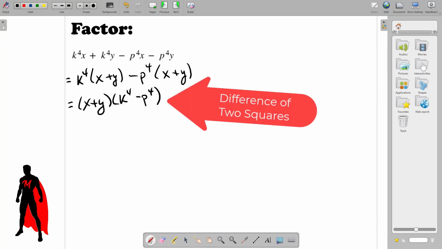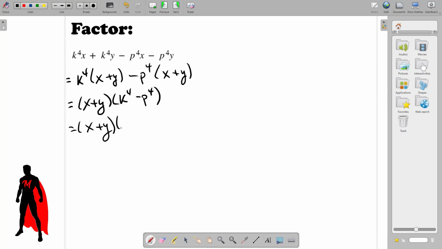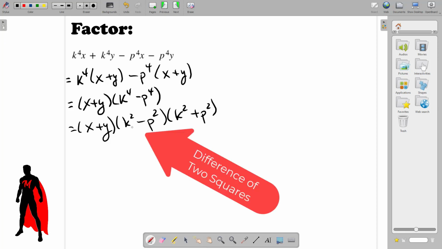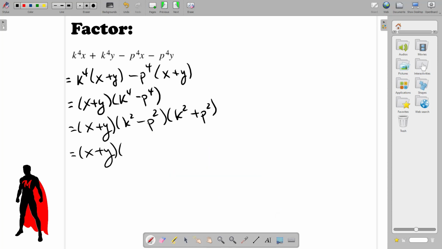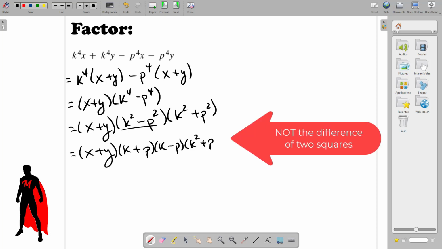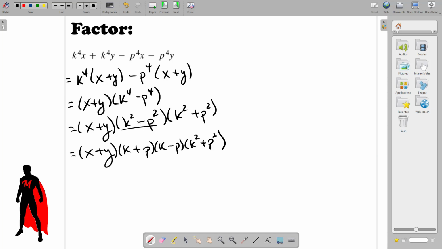Once again, this is the difference of two squares, so it will factor into k squared minus p squared times k squared plus p squared. But once again, we have another difference of two squares. So this factors into k plus p, k minus p, and we still have the k squared plus p squared, which does not factor. The sum of two squares does not factor. The difference of two squares does factor.